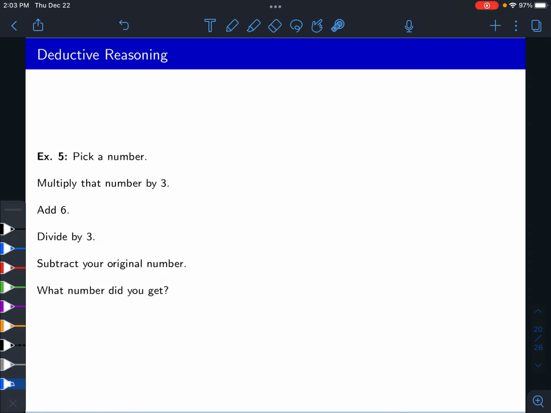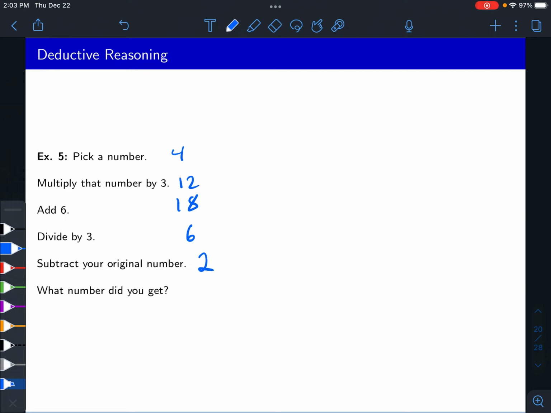And then see what number you got. So the magic trick is to just say, oh, if you did all these steps correctly, then your final answer should be 2. Right, so if I were to pick a number of 4, multiply it by 3, I get 12. Add 6, I'm at 18. Divide by 3, 18 divided by 3 is 6. And then subtract 6 minus 4, which was our original number, we end up with 2.